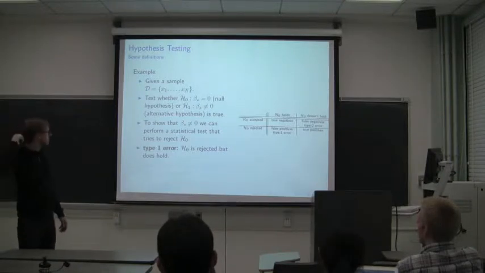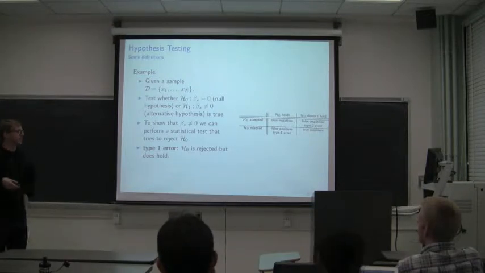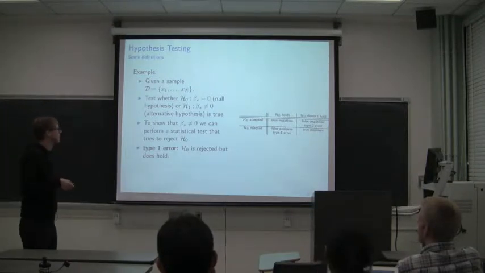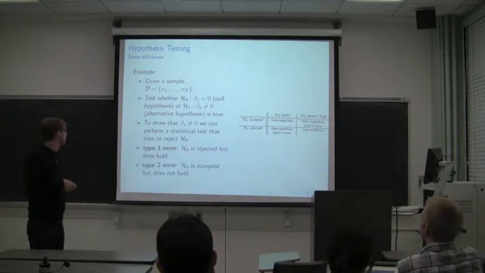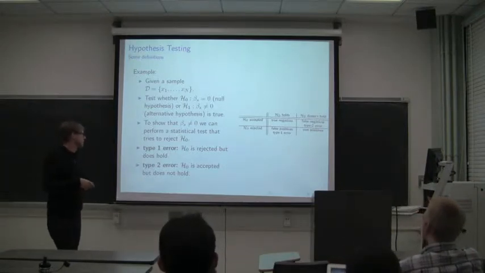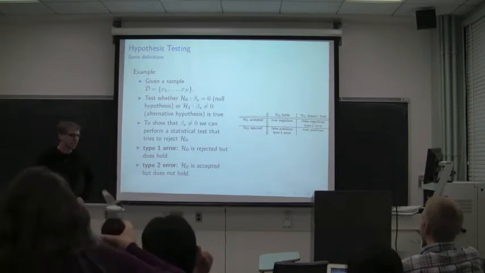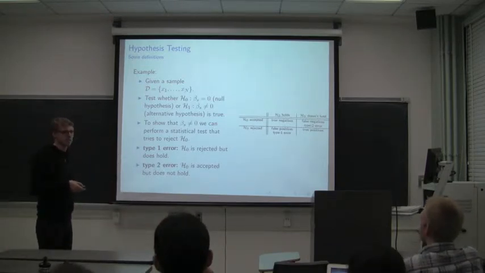If we do some tests, then there's something that we call a type 1 error, which means that the null hypothesis is true, so there is in the association testing setting no association, but we call it significant. So we reject the null. Or a type 2 error: the null hypothesis is accepted, but does not hold, which means that we miss a test that would be significant.